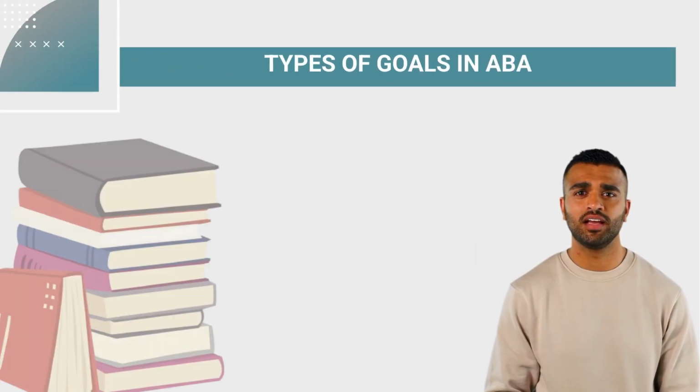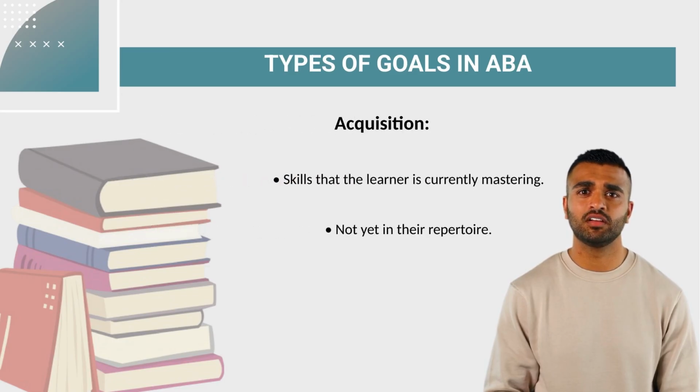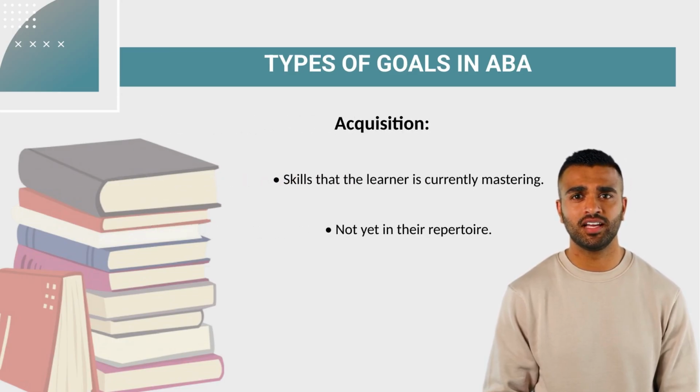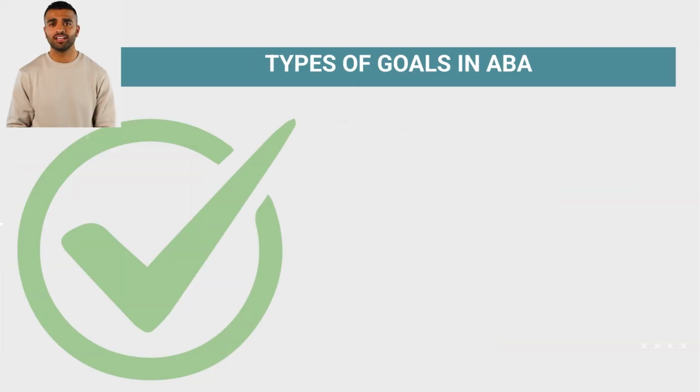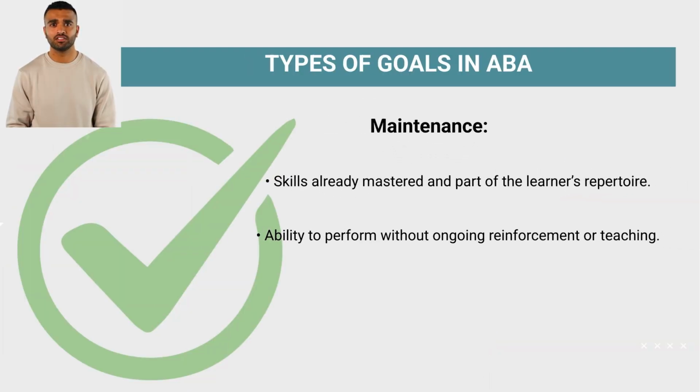Goals will typically lie in one of three categories. First is acquisition. These are skills a learner is currently working on mastering and are not yet in their repertoire. Second is maintenance. These are the skills the learner has mastered and are in their repertoire. Additionally, maintenance means the learner's ability to continue to successfully perform a skill after reinforcement and the teaching procedure has been removed.